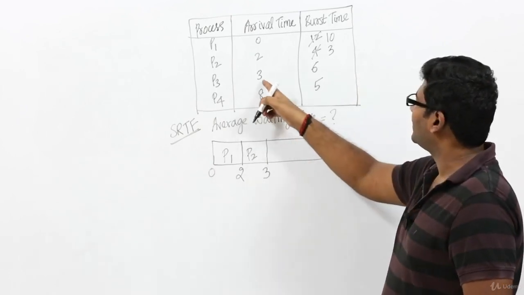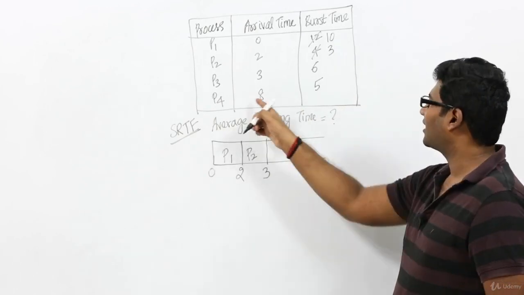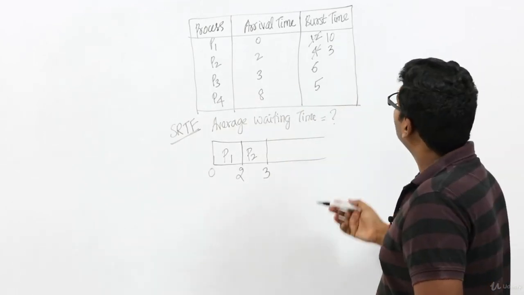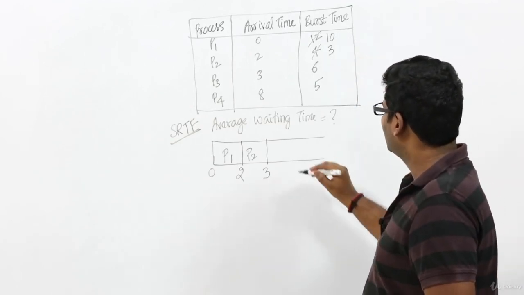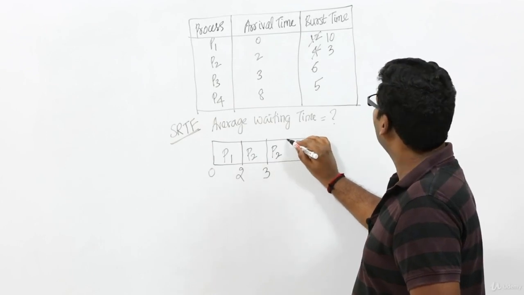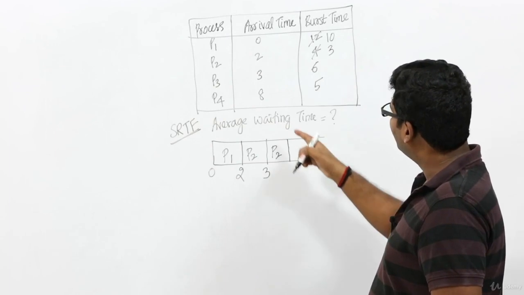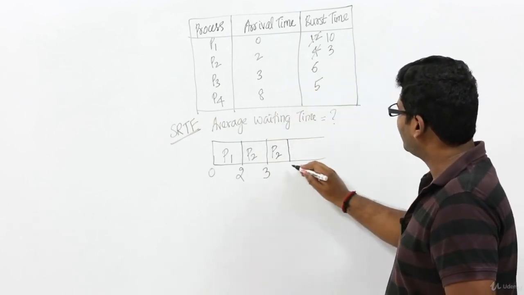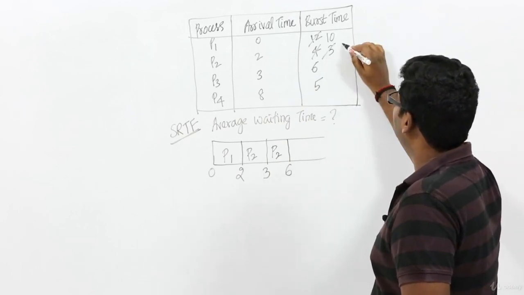Now at time unit 3, we have P1, P2 and P3 inside the RAM, because P4 is arriving only at time unit 8. Out of these 3, the process with the highest priority is P2. So P2 will continue at least till 8, but it needs only 3 time units. So it will complete its execution at 6, and its remaining time becomes 0.